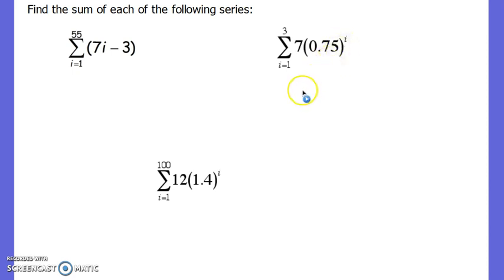So again, if you need to learn about geometric sequences first, please pause the video and you can always go look up a geometric sequence video. But this video is going to assume that you do know how to work with a geometric sequence.